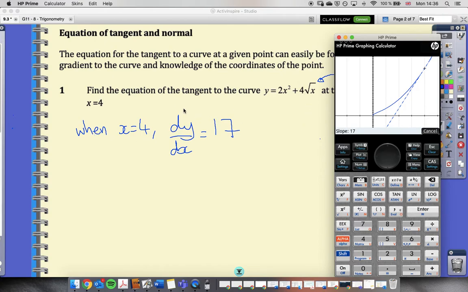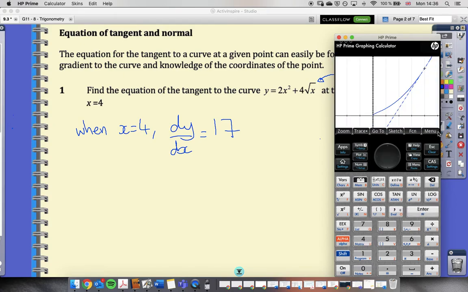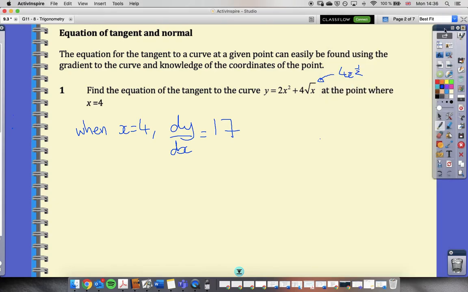So now I've got the slope of my tangent, I need to find a point it goes through. And the easiest point is where it meets our curve, and the reason why that's an easy place to find is because we can get the y value from it. So as long as we go to the point where they're meeting, if I hit menu, it clears out all of those options, and I can see when x is 4, the y value is 40. So a point that our function goes through is (4, 40).